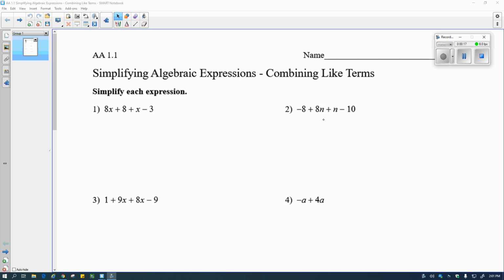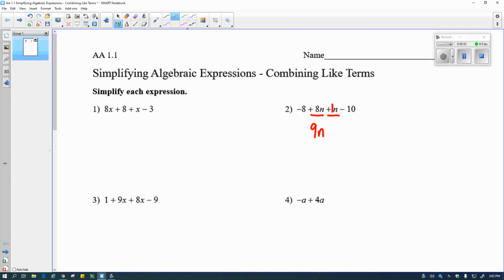And so when I talk about parts, in this case I'm going to be talking about variable parts. And so I am going to underline the 8n and the n, and I'm going to keep the sign with it. I'm going to put a 1 in front of that n. So that group goes together. 8n plus 1n is 9n.